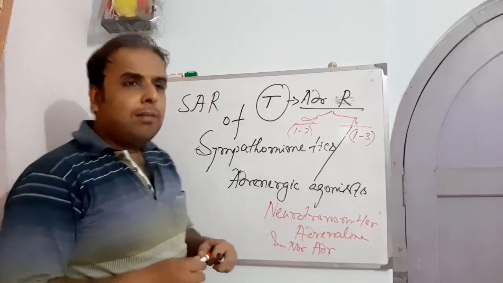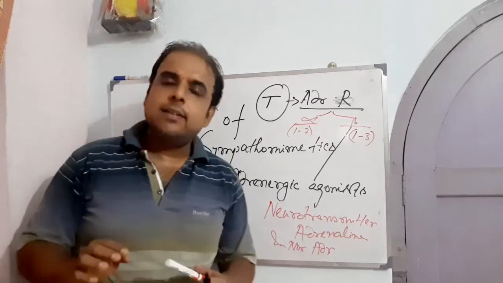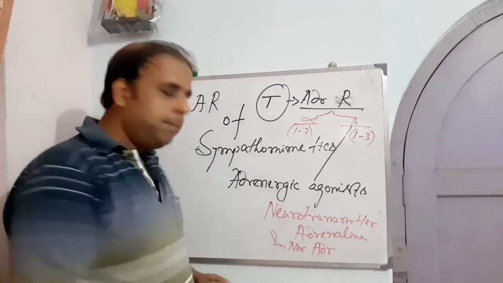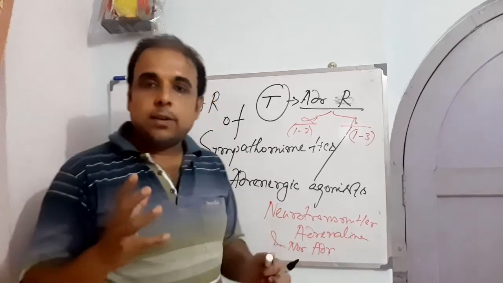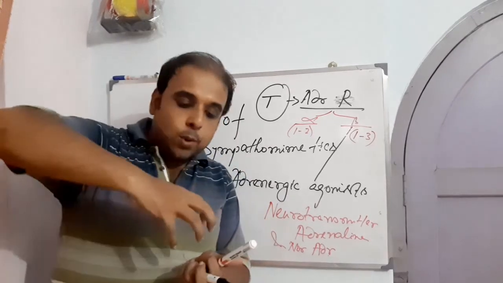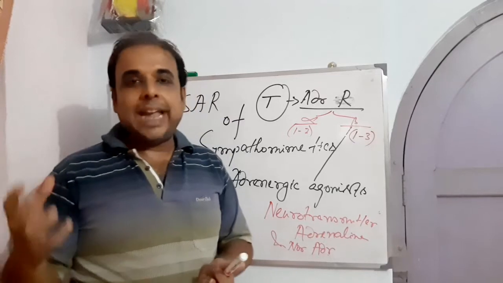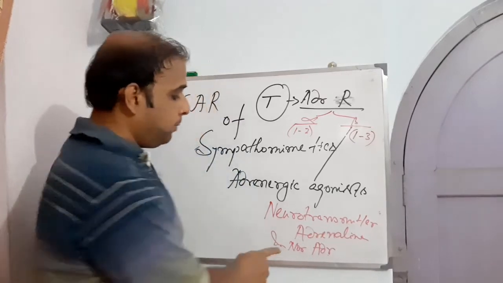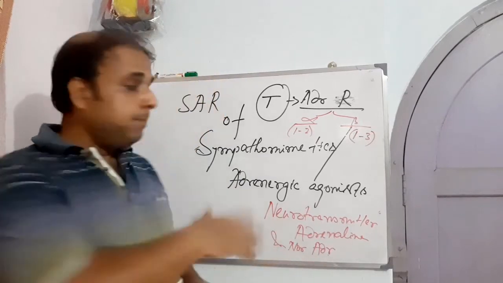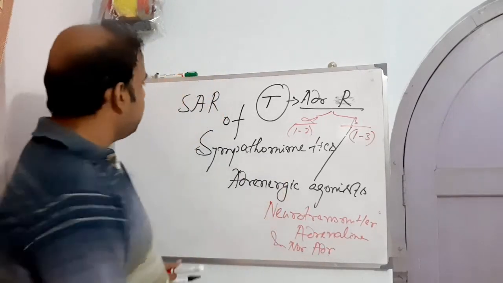Now let me raise one question: why is dopamine involved here? Because if we try to figure out the making of noradrenaline, it originates from dopamine, right? So we can say that dopamine is the immediate precursor for the production of noradrenaline. I'll come to the structure and all.